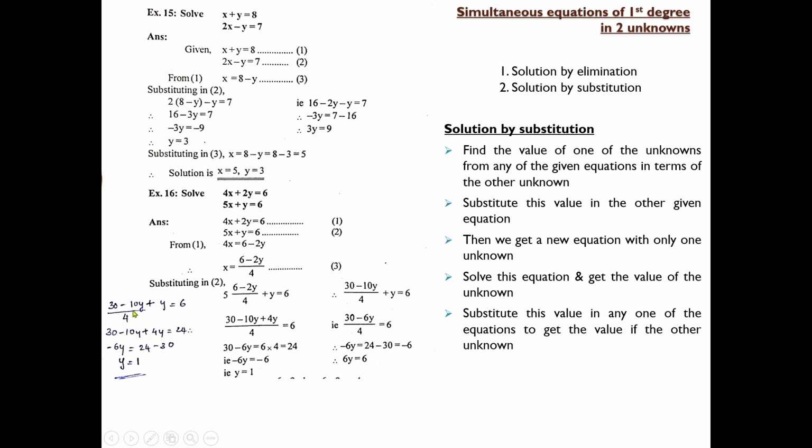Or else you can multiply each of these by 4. 30 minus 10y by 4 into 4, the 4 will be cancelled, so 30 minus 10y will remain alone. After that, y into 4 will be 4y, and 6 into 4 will be 24. You can follow any of the methods I have mentioned now. Now bring together all the numbers associated with variables on the left hand side of the equal sign and all the numerics to the right hand side. You will get minus 6y equal to 24 minus 30, and finally y equal to 1.